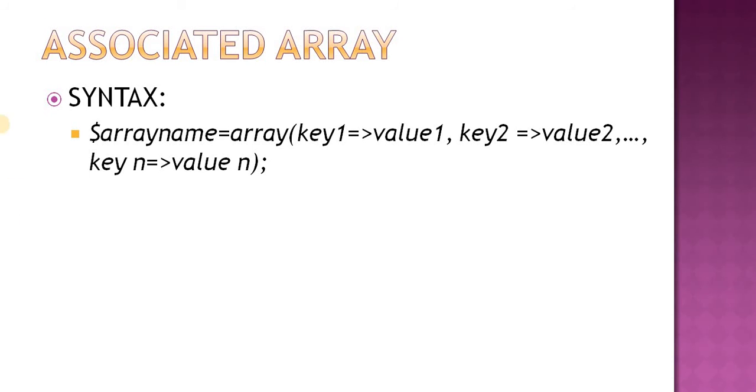The syntax: $array name equal to array function. The function does not change, only the indices that you were writing will change. In round brackets, key 1 equal to an angle bracket. So you have to use this symbol to associate, and then value 1, comma, key 2 equal to angle bracket value 2. Then you can assign as many values as you want.